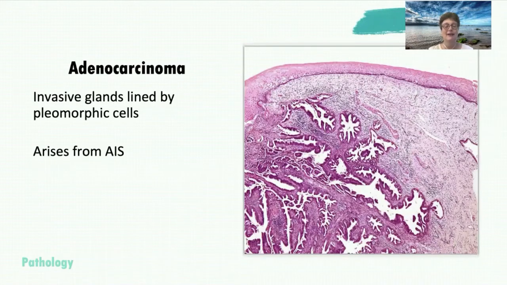Here is invasive adenocarcinoma. We have glands invading the stroma of the cervix. Adenocarcinoma of the cervix is caused by the same high-risk HPV types as invasive squamous cell carcinoma.